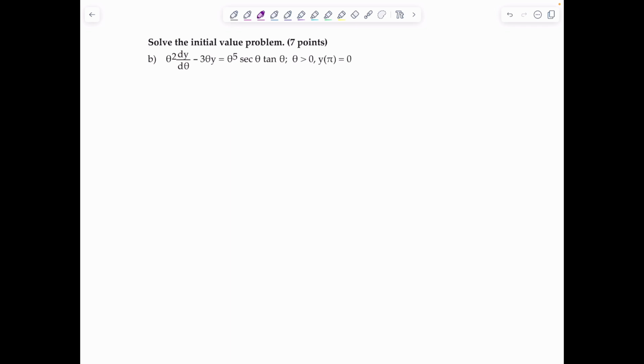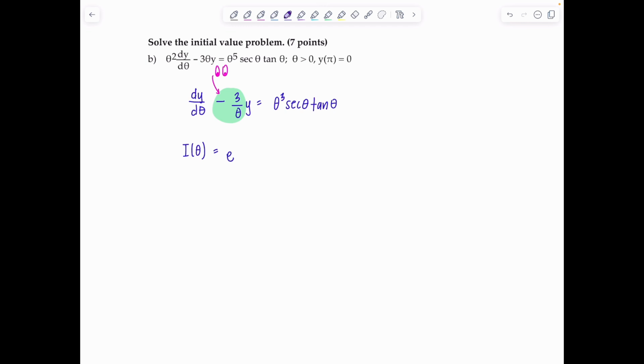So first we have to get it in standard form for a linear differential equation, which means I need to isolate dy d theta. That's the first thing my eyes go to. So I'm going to divide everybody by theta squared. Then we have dy d theta minus 3 over theta y equals theta cubed secant theta tan theta. Now we need to find our integrating factor, and P of theta is -3 over theta. If you forget the negative, oh my God, some of them did, it just messed up the whole problem so badly. So don't forget it.